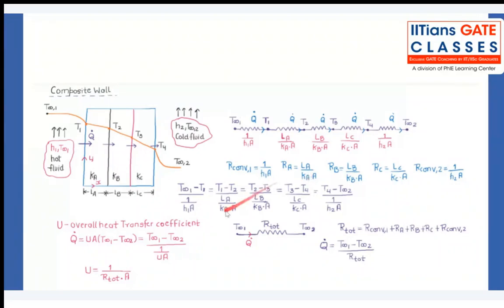So if I want to write the heat transferred by convection, look at it. 1 over R, if you take it, will be HA delta T. So this is convection heat transfer. If you take KA by L, T1 minus T2, this is heat transfer by conduction in solid A. KB by LB into A, T2 minus T3, this is heat transfer in solid B. T3 minus T4 by LC by KC A, this is heat transfer in slab C. T4 minus T infinity 2 by 1 over H2 A, this is your heat transfer from the solid surface to the fluid.